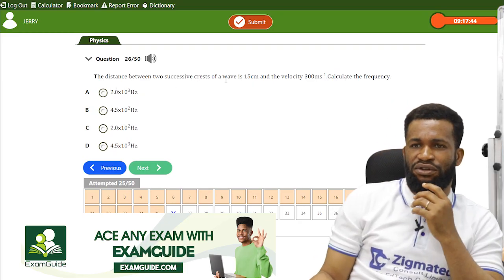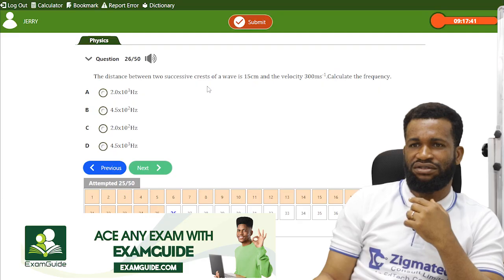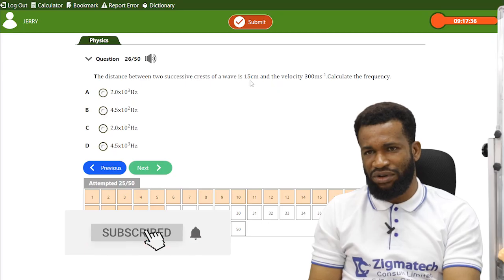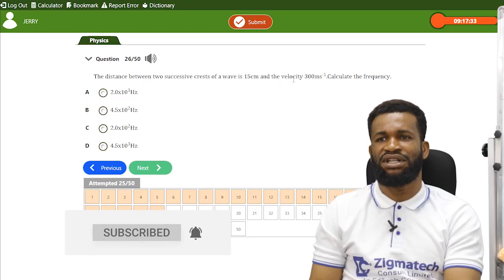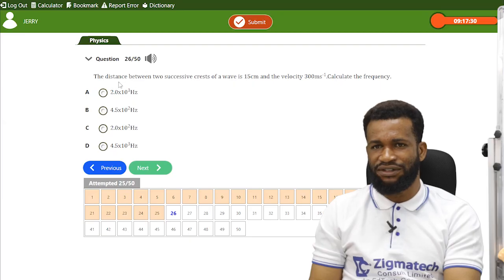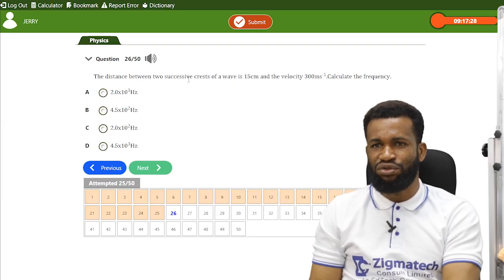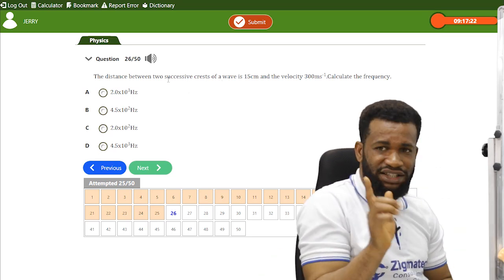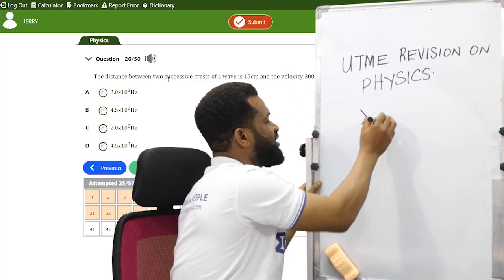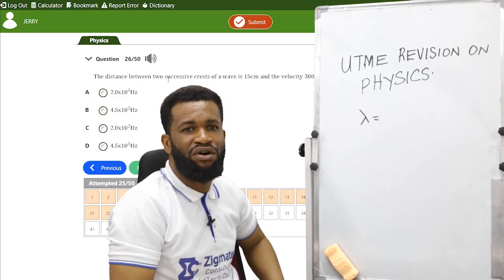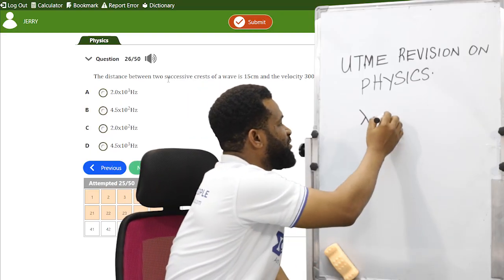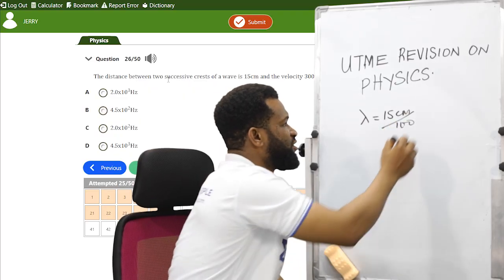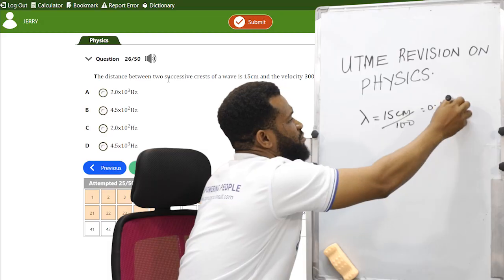Now, this question, we have 15 cm and we are having meters. So we have to do a conversion. We have to convert cm to meters before we think of what to do. And when we talk about the distance between two successive crests, according to our textbook, that is the definition given to a wavelength. So I think that is the wavelength. This is the distance between two successive crests of a transverse wave, and that is 15 cm. I have to convert it to meters by dividing it by 100, so I'm having 0.15 meters.